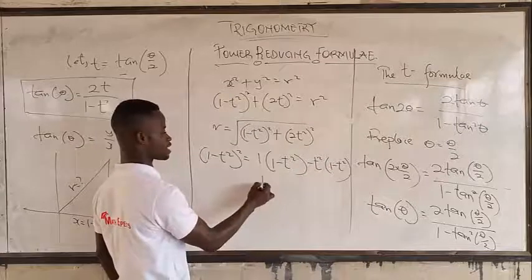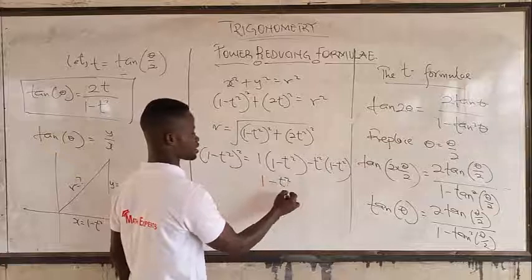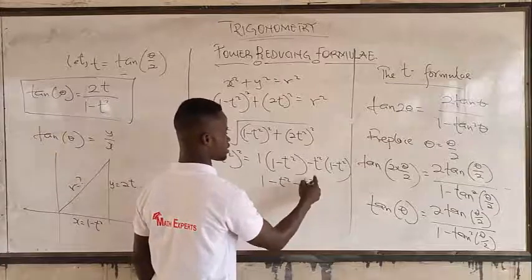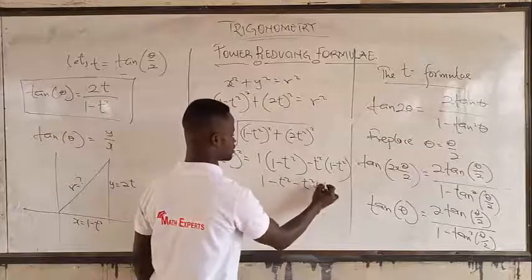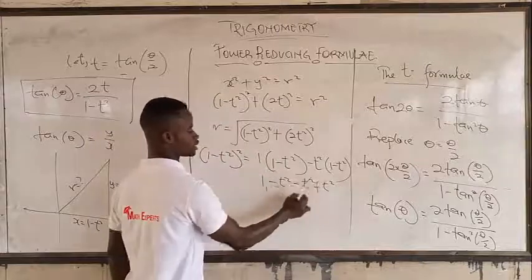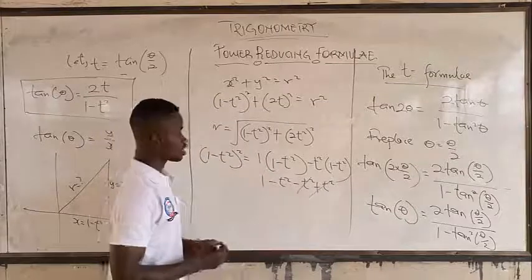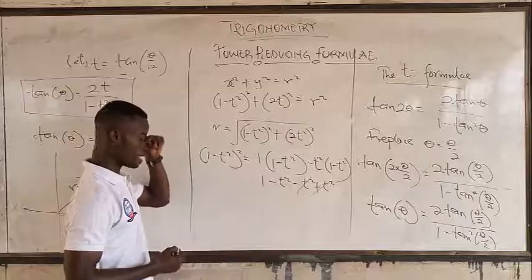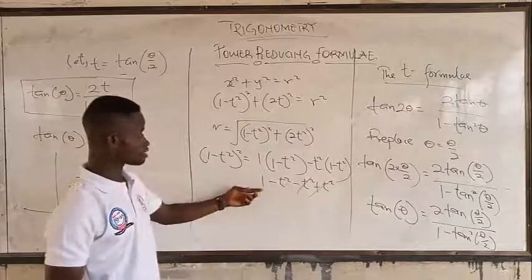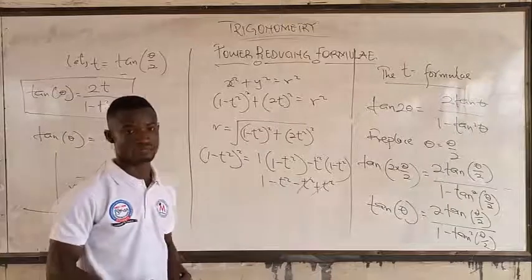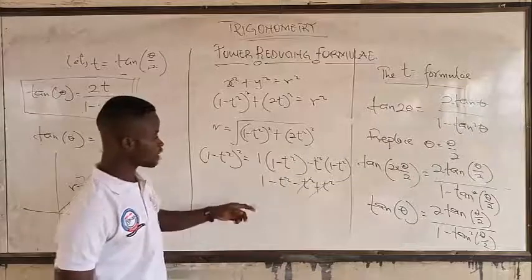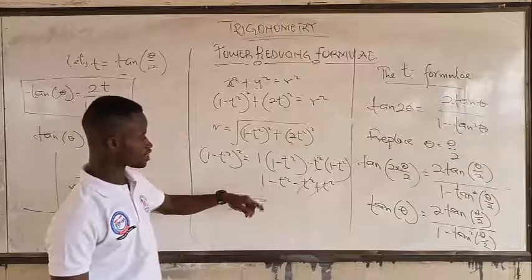Alright, so this you get 1 minus t squared plus t squared. Oh, so this will cancel this, to be left with 1 minus t squared. Let's look at it again.